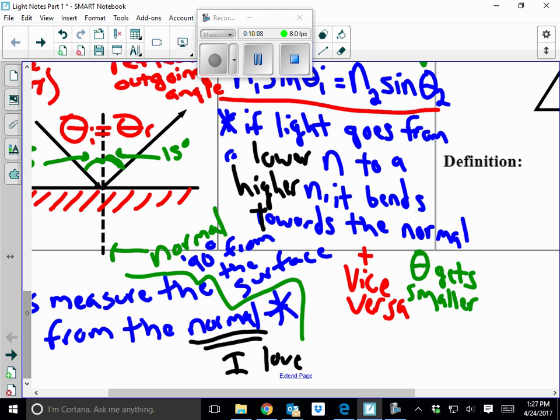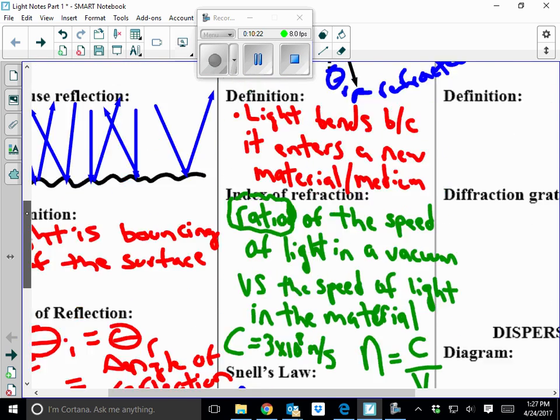So if you're given a problem and you see that the light bends away from the normal, you know it's going into a lower index. Or if it bends towards the normal, you know it's going into a higher index. So that is your light notes part one.